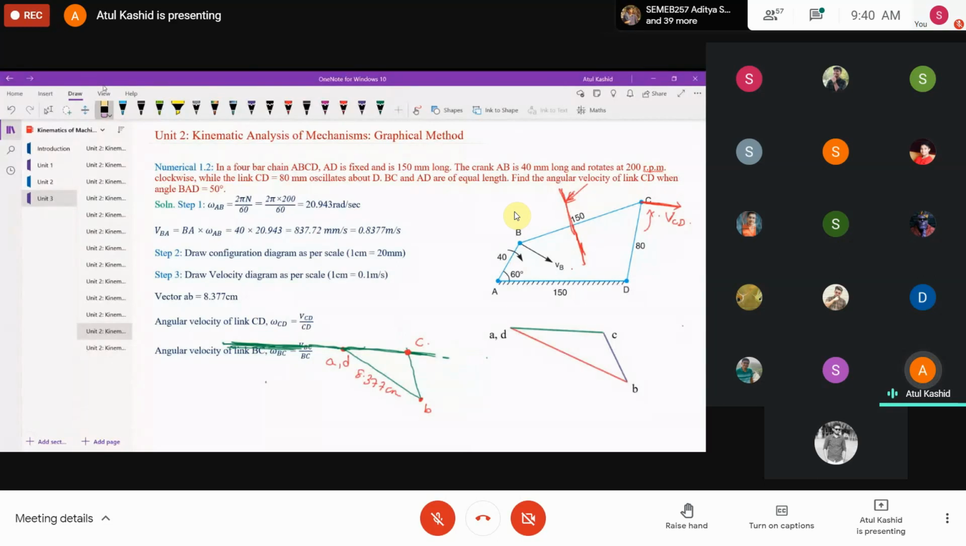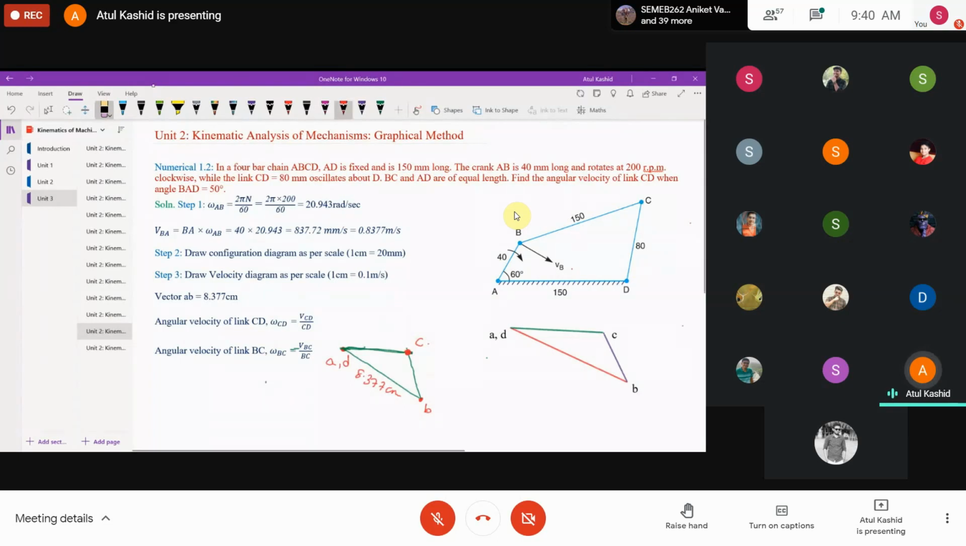Point C हमें मिल गया, right? So now we have to cross check whether all the points are there in the velocity diagram. In the configuration diagram, you can see there are 4 points A, B, C, D. In the velocity diagram, we have A comma D over here, and B and C. So all the 4 points are there. After confirming this, we'll finalize our velocity diagram. So this is our velocity diagram.